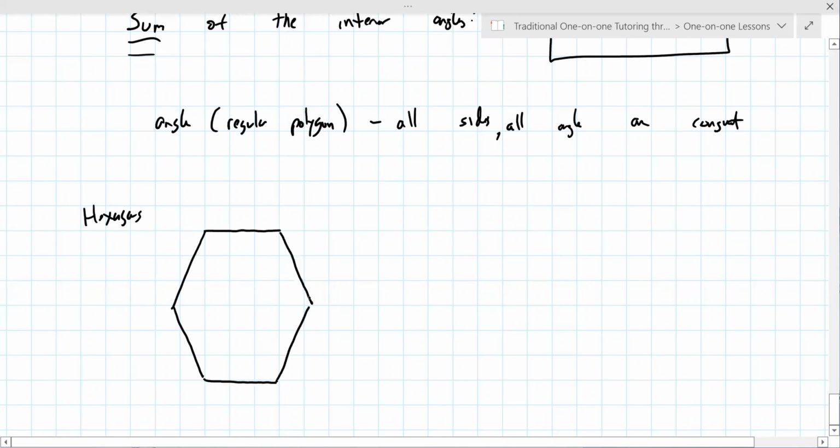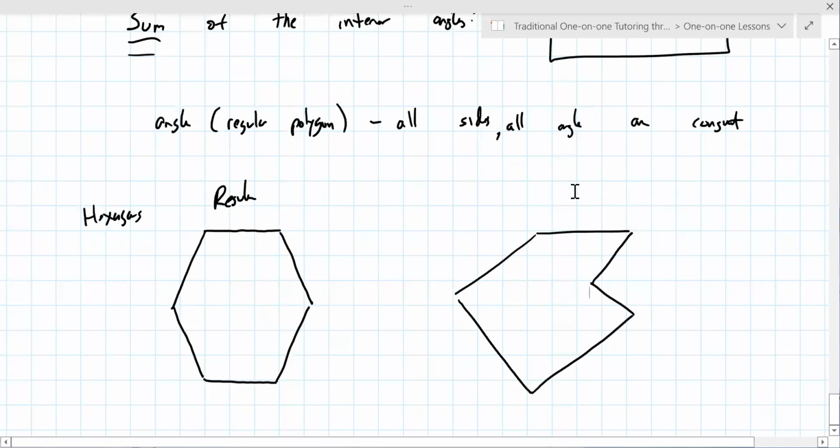Okay, this one on the left is a regular hexagon. It's got 6 sides, but all the sides and all the angles are the same. Now I can do this. Is this also a hexagon? Does it also have 6 sides? 1, 2, 3, 4, 5, 6. Yes, but this one is not regular.